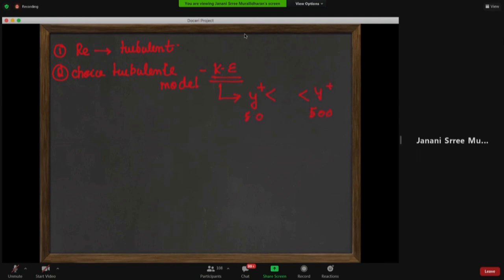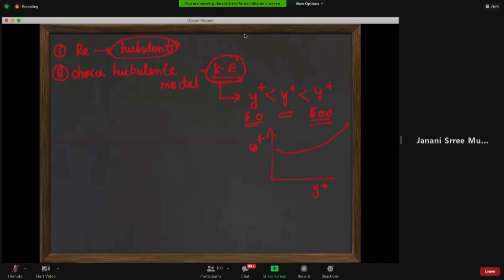What does it mean? It just means that it has this expression for velocity, U plus versus Y plus. That's what it will know. So now this means that if you want to use a K epsilon model, which is your choice, you know roughly the Reynolds number to be turbulent, right? So you need to then decide where you want your Y plus to be. It has to be between 50 and 500.